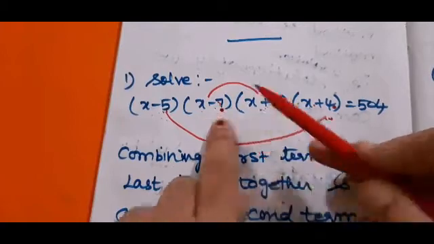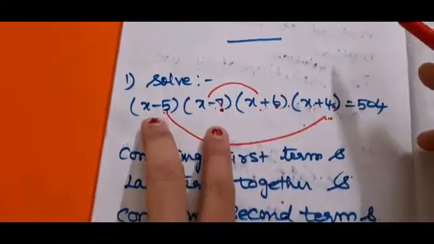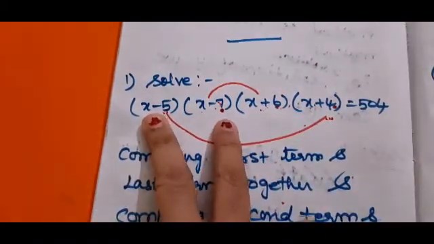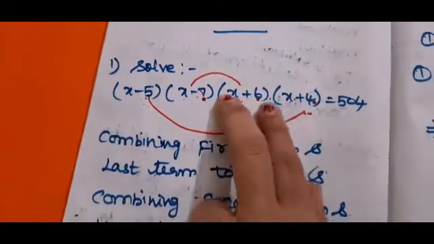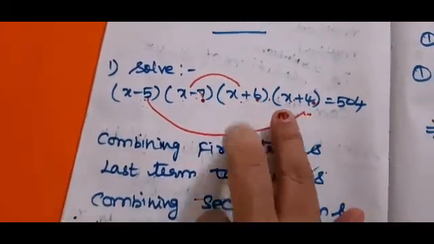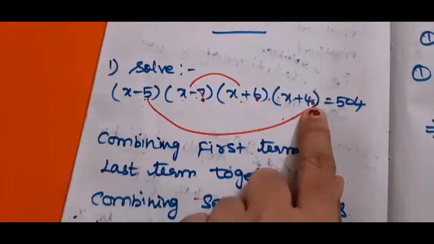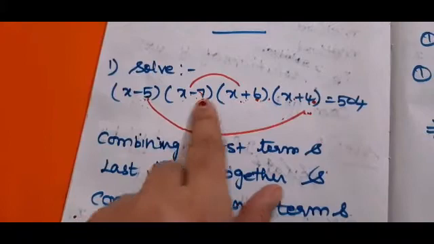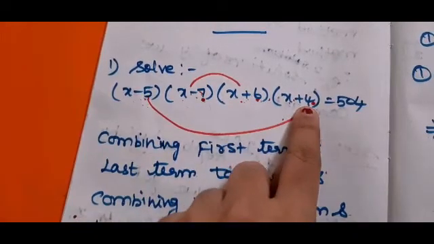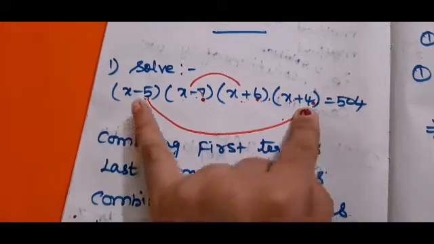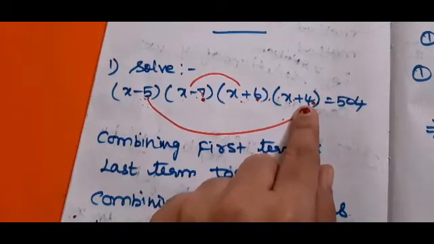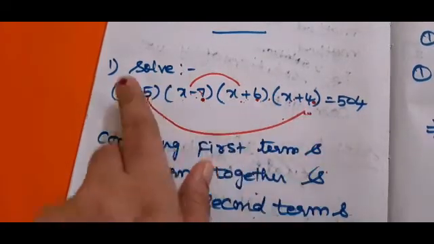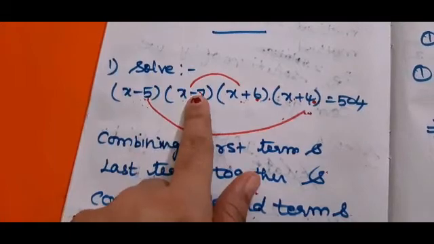Then second, if you combine the first two terms, the only possibility is that the third term and fourth term should be combined. You just check 6 plus 4, so 10x you should get. Here you are getting minus 12x, here you are getting plus 10x. The middle term is not equal, so I should not combine the first term and second term.